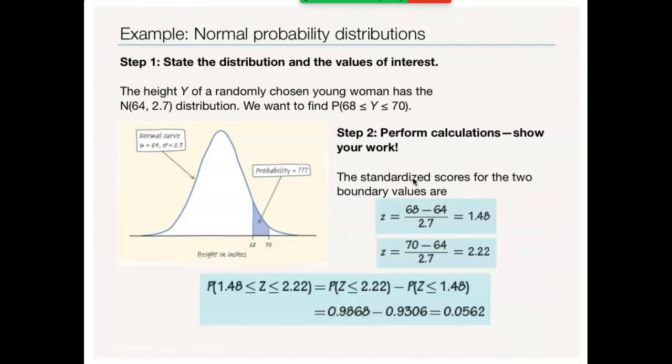If we were doing this by hand, we would first want to find the corresponding z-scores to 68 and 70, which, remember, z-score is your value minus the mean divided by the standard deviation. So the z-scores would be 1.48 and 2.22 corresponding. And then we could look it up in our table of areas. You won't have to do that. You can just use your calculator.